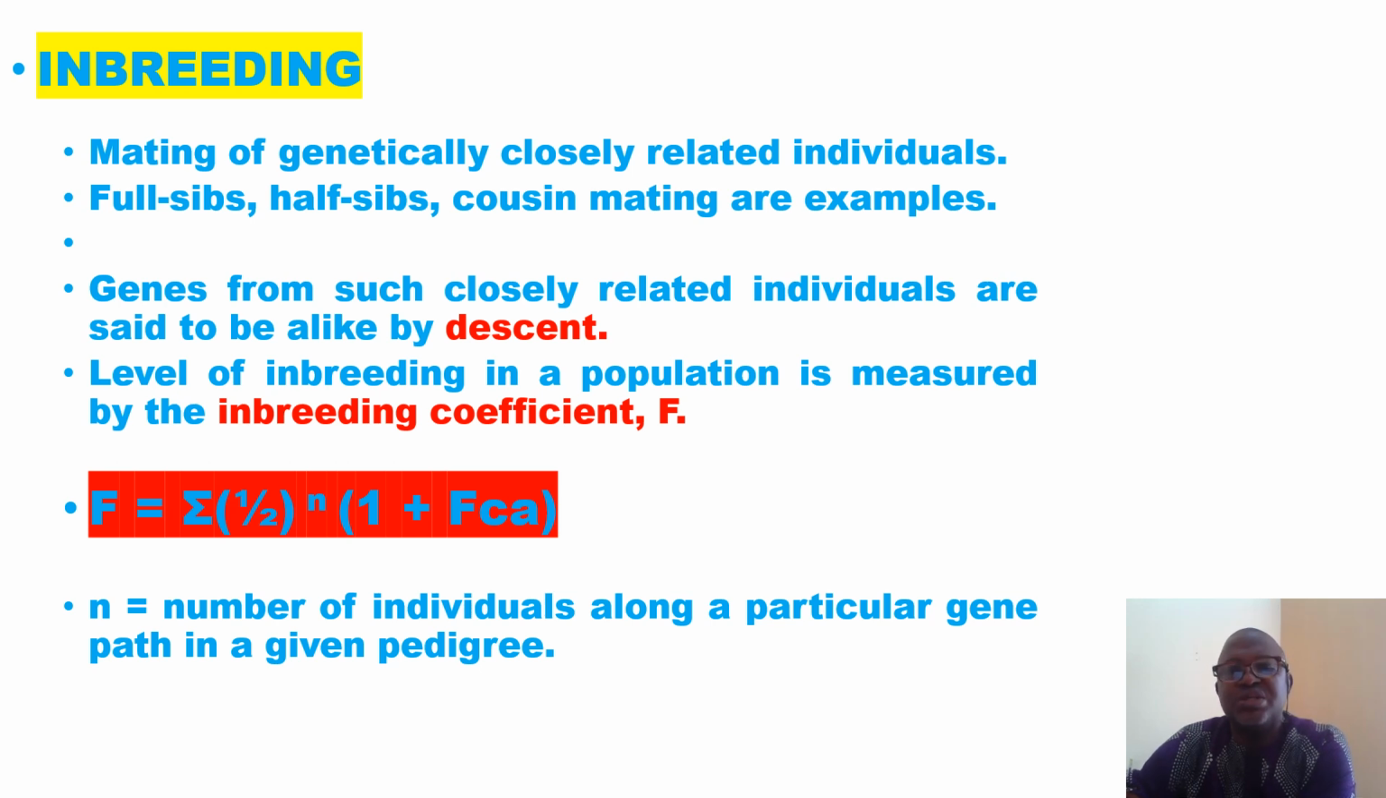Likewise, parents to their children. So genes from such closely related individuals are said to be alike by descent. And the level of inbreeding in a population is measured by the inbreeding coefficient F, given that F is the sum of half raised to n, bracket open 1 plus FCA. So n is the number of individuals along a particular gene path in a given pedigree.